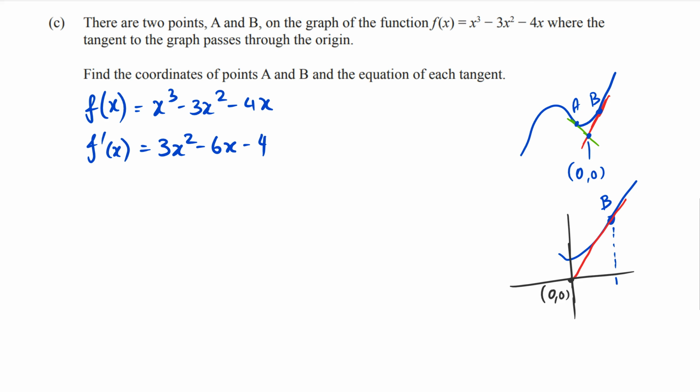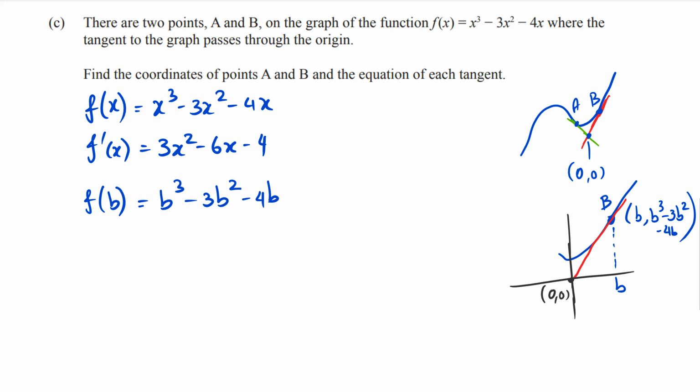I'm going to call this little b for now. If the x value is little b, then I need to figure out what the y value of little b is. So that means I'm going to put down f of b, which is going to give me b cubed minus 3b squared minus 4b. So what I've just done is figured out the location of the big B, which is (b, b cubed minus 3b squared minus 4b). So that's the point right there.